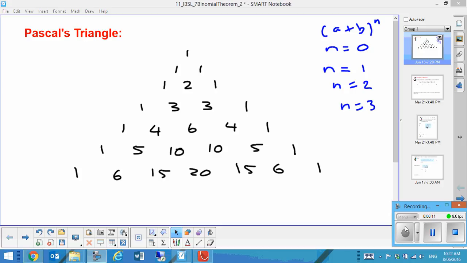Hope they went well. So today we're going to look more at the coefficient, that number in front that we've seen appeared as Pascal's triangle. So here we are, Pascal's triangle, just a quick review.